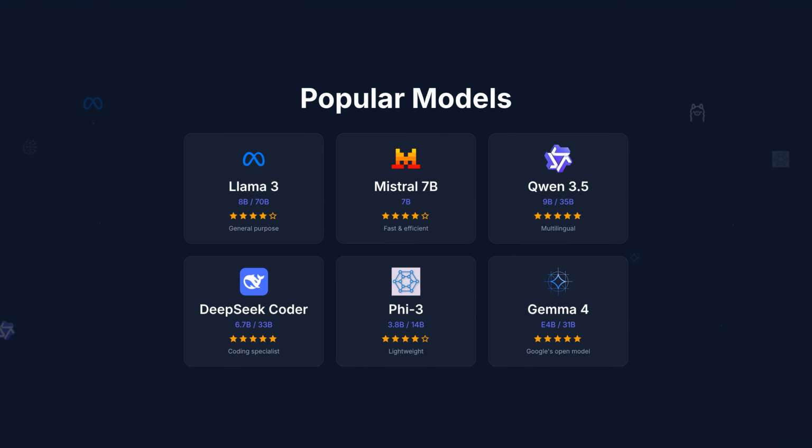Popular models to try. Llama 3 from Meta, 4 out of 5 stars, best all around, great for general use. Mistral 7B, 4 stars, lightweight and fast. Qwen 2.5, 5 stars, excellent for multilingual tasks. Gemma, 5 stars, surprisingly capable at small size. DeepSeek Coder, specialized for programming. Phi 3 from Microsoft, surprisingly capable at small size. All free and available to run locally.